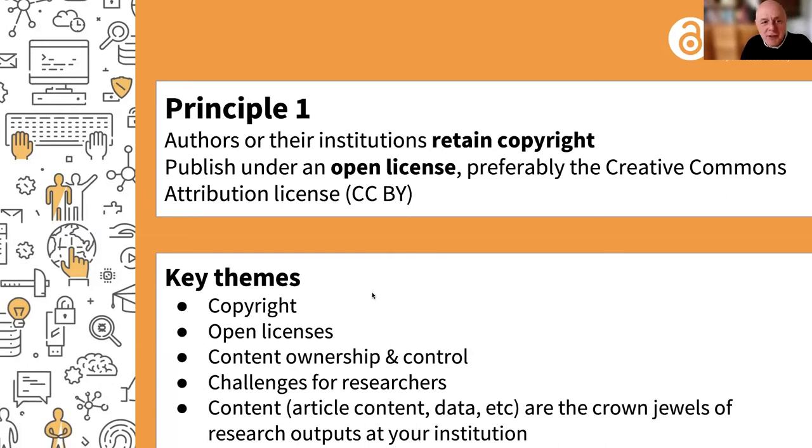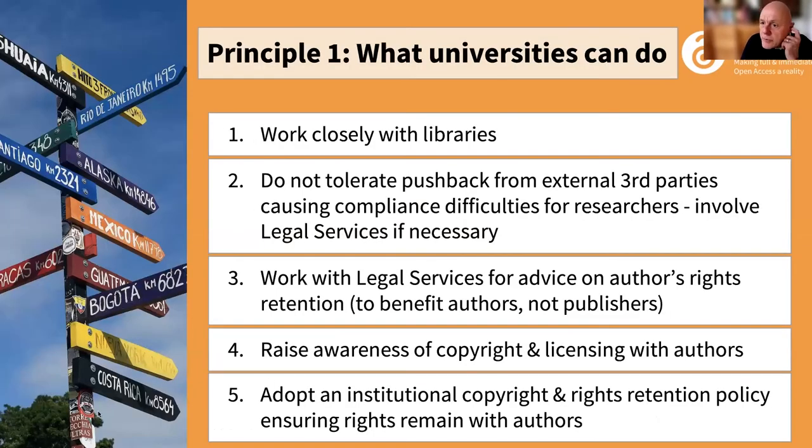Yes, for the final section, principle one: we want authors to retain a copyright and publish under an open license, preferably a CC BY license. Key themes are copyright, open license, and content ownership. So what universities can do in this respect is, again, work closely with their libraries, not tolerate pushback from third parties like publishers, and work with legal services. In this sense, for instance, the notion of procuring a breach of contract could be interesting to evaluate with your legal services.